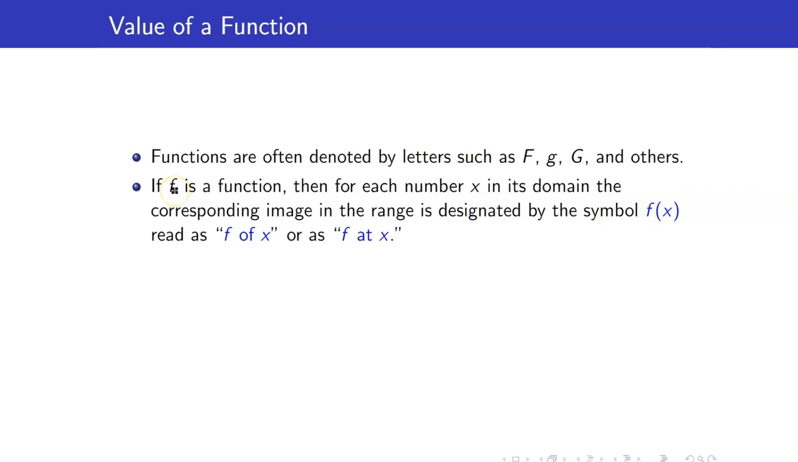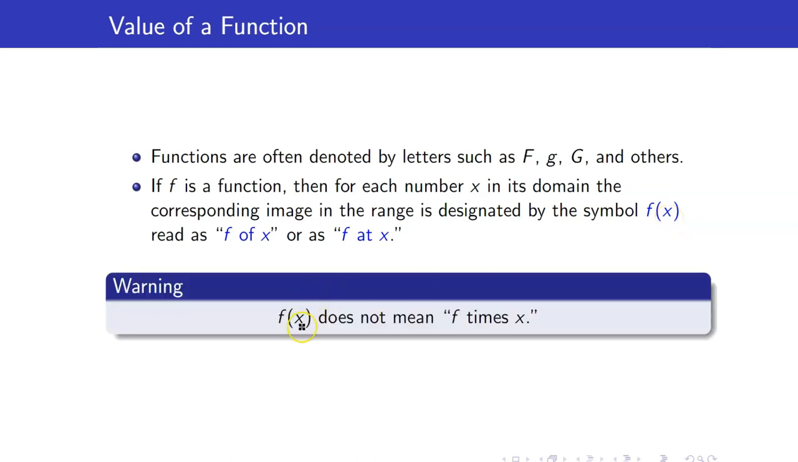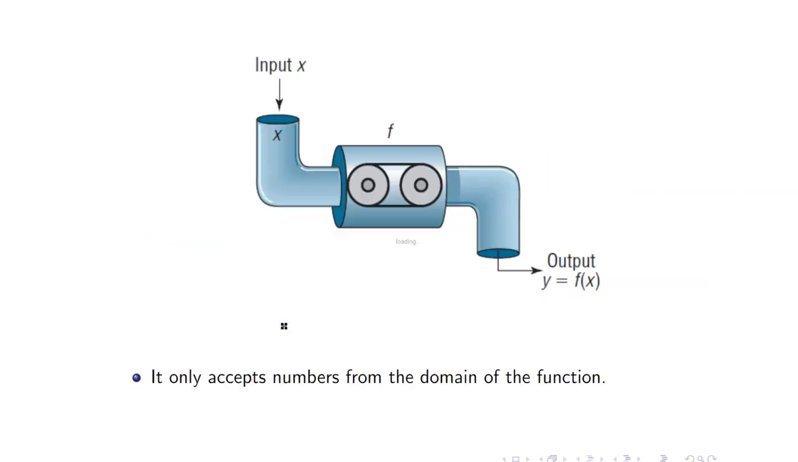Suppose that f is a function, then for each number x in its domain, the corresponding image in the range is designated by this symbol, and we read this as f of x. Take note that f of x does not mean f times x. F here represents a function, x is your input, and f of x gives us the image of x under the function f.